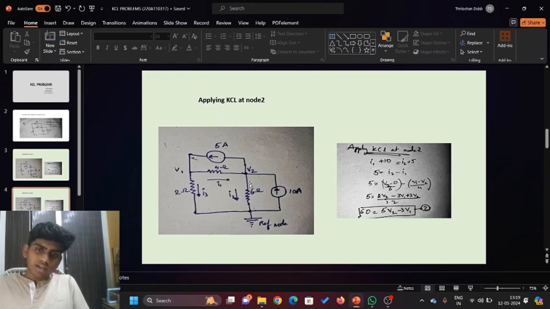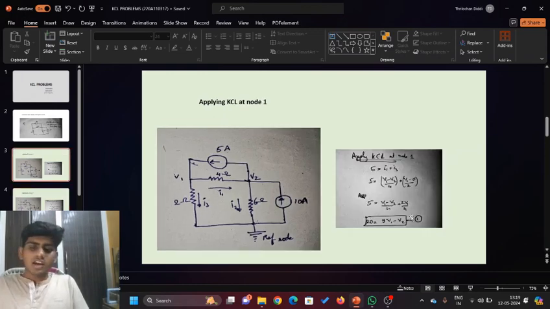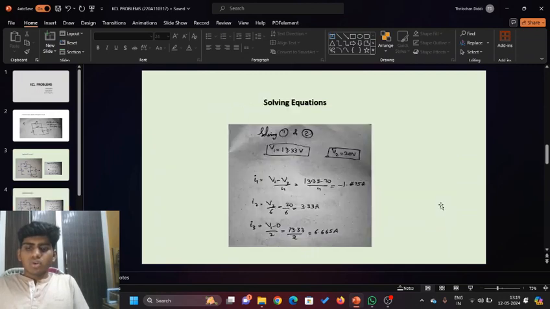To find the current I2, V2 is at higher potential and this is low potential, so V2 minus 0 by 6 is the current I2, and I1 is the same as before, V1 minus V2 by 4. After solving this, we get another equation, 60 minus 5V2 minus 3V1. After solving equation 1 and equation 2, we get the node voltages V1 and V2 as 13.33 and 20 volts.